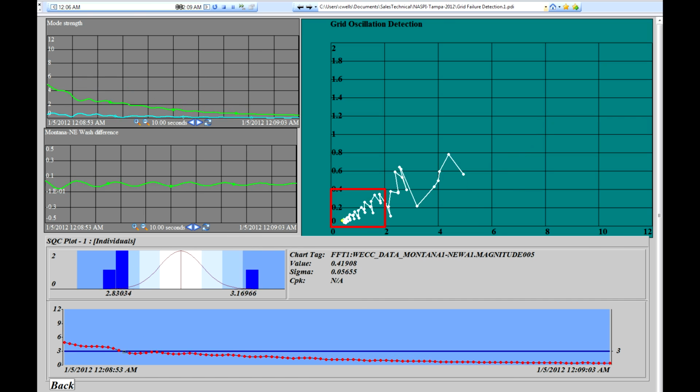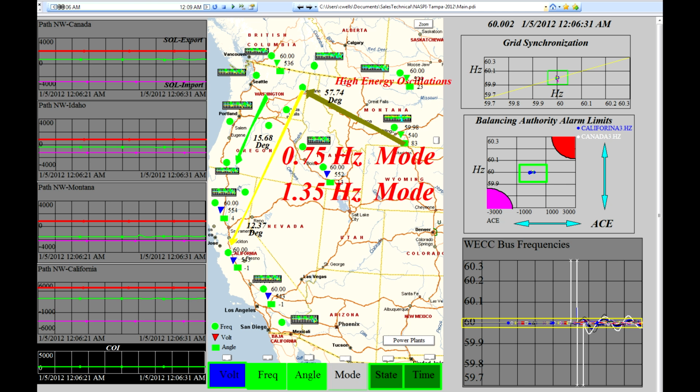This is the grid oscillation detection chart depiction of that event, and now you can see the system is returning to normal behavior. Now, just to summarize, what we saw is an event that had a duration of less than 2 minutes. The system had a fault in Montana, followed by a quiescent period, and then an unstable oscillation developing. The operator recognized this and solved it by adding generation to the system.